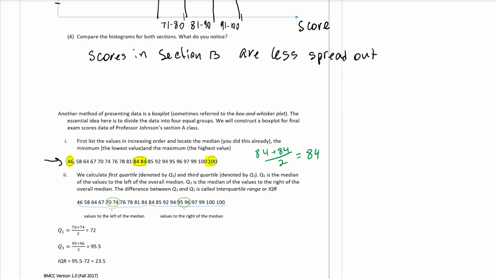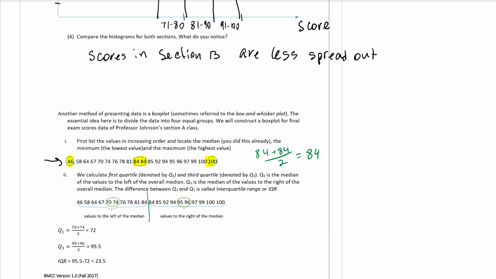Okay. All right. So now we're going to define something new. It's called the first quartile. It's from the word quarter, a fourth. It's denoted as Q1. And then we have the third quartile, 3/4, denoted by Q3. Q1 is the median of the values to the left of the overall median. Since we have an even number of numbers, we have exactly 10 on the left and exactly 10 on the right. Remember, the median divides the data exactly in 50-50% clusters.